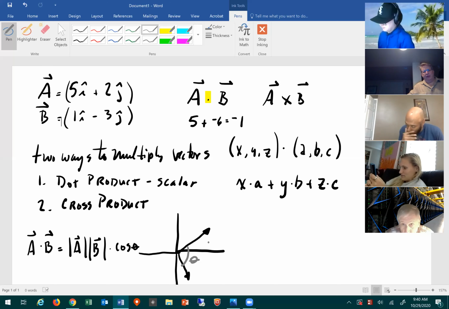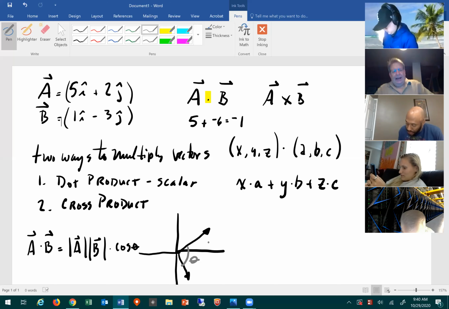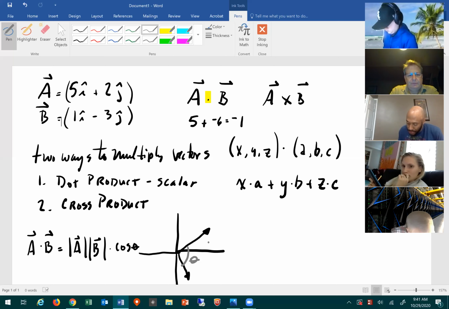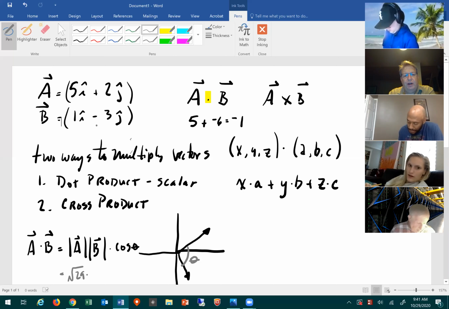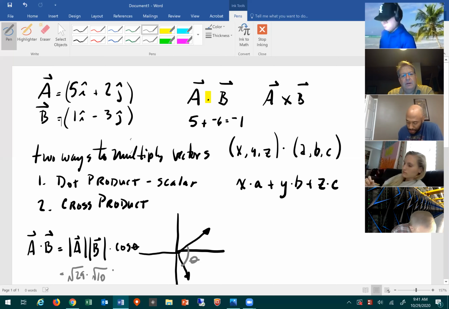So you have to figure out the magnitude of A, right? What is the magnitude of A? Square root of 29. Which we already said, right? And what's the magnitude of B? The magnitude is square root of 10, right? Yeah, hold on. I got a slight error. 3.16.